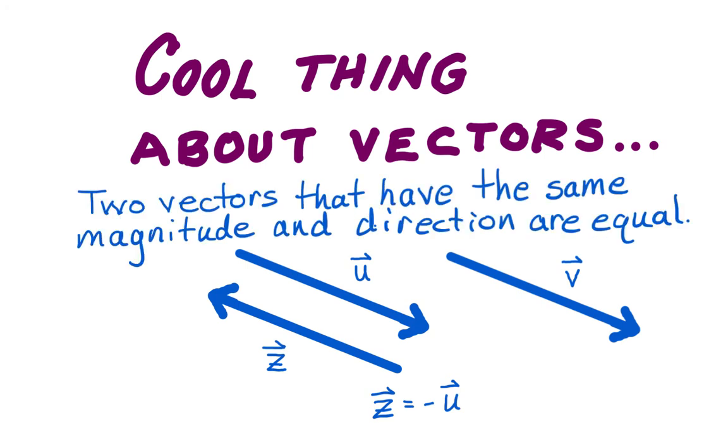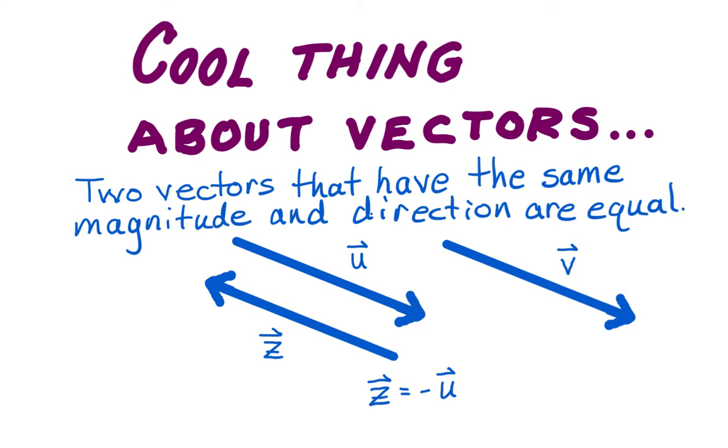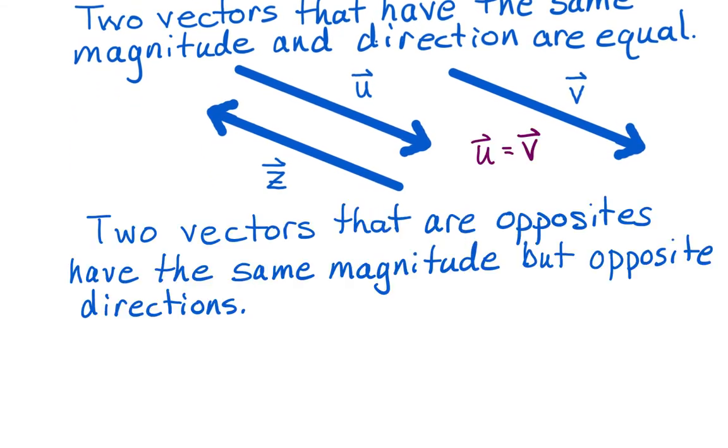Two vectors that have the same magnitude and direction are equal, and two vectors that are opposites have the same magnitude but opposite directions. So we could actually rename, if we wanted to, vector Z to be the opposite of vector U, or negative vector U, and we could call vector U the opposite or negative vector Z when it is useful for us to do so. Right now, I will just leave them as vector U and vector Z going in opposite directions.